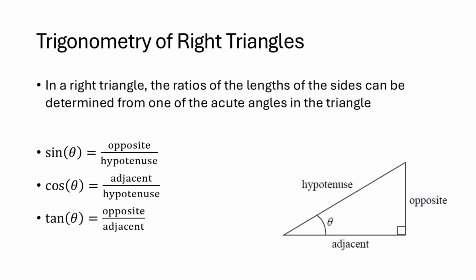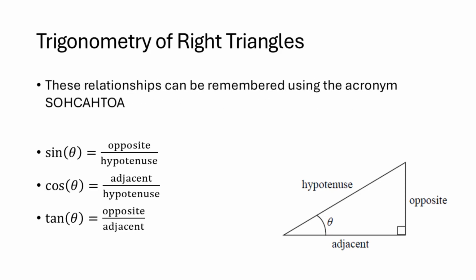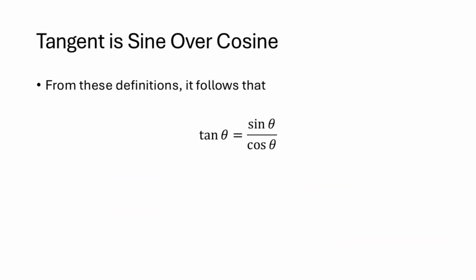With these definitions, the sine of our angle is opposite over hypotenuse, cosine is adjacent over hypotenuse, and tangent is opposite over adjacent. And we can remember these relationships using the acronym SOHCAHTOA. SOH represents the relationship that sine is opposite over hypotenuse, CAH represents cosine equaling adjacent over hypotenuse, and TOA represents tangent being opposite over adjacent. A result of these definitions is that the tangent of our angle is the sine of our angle divided by the cosine of our angle.